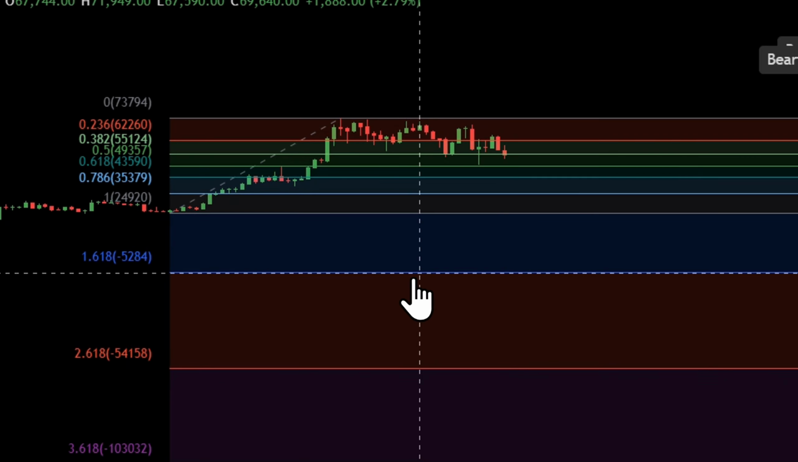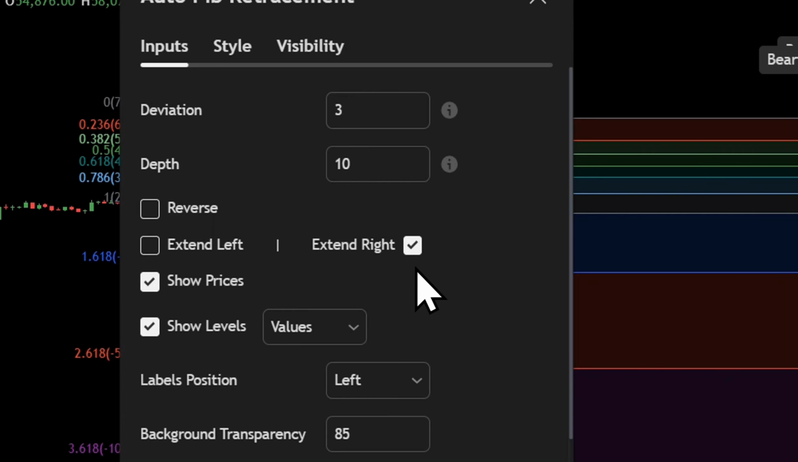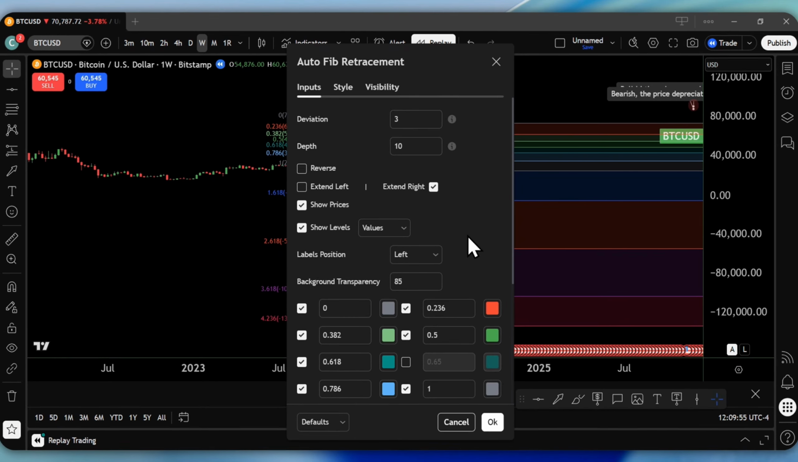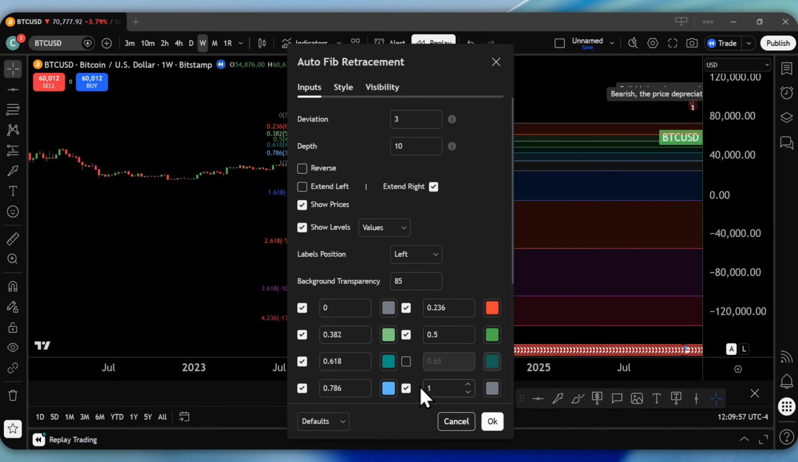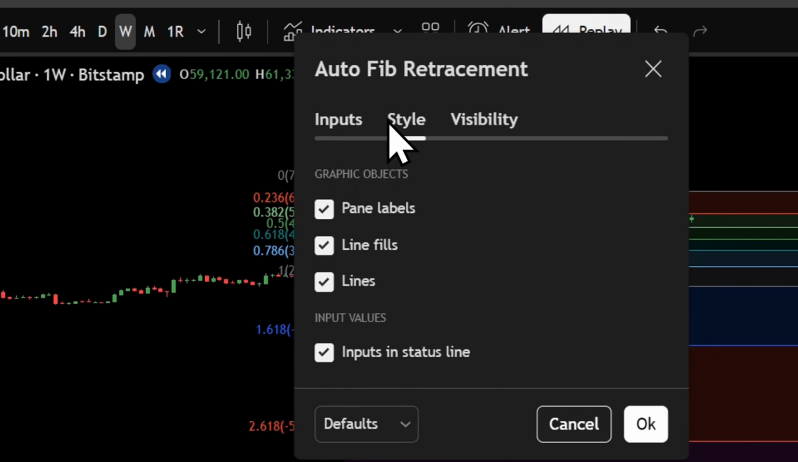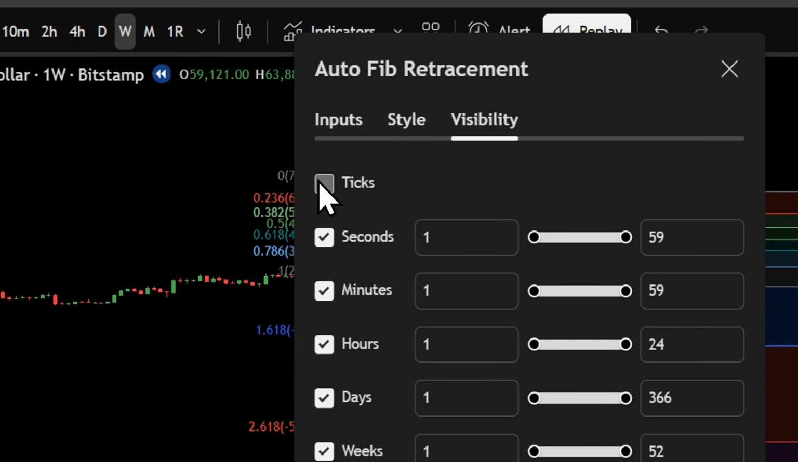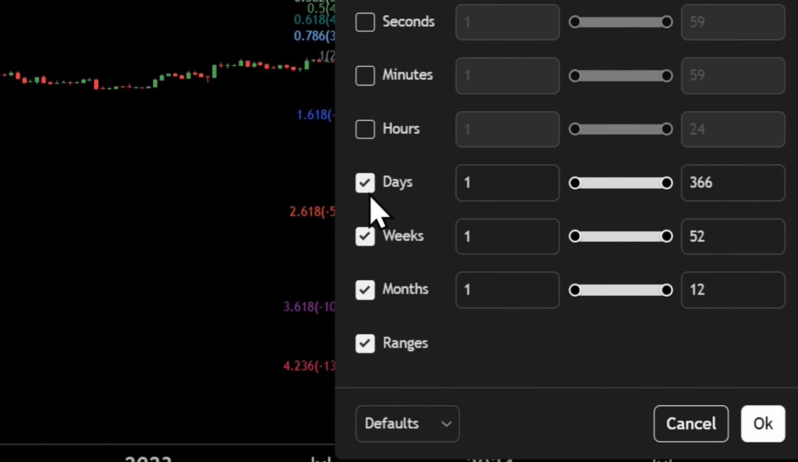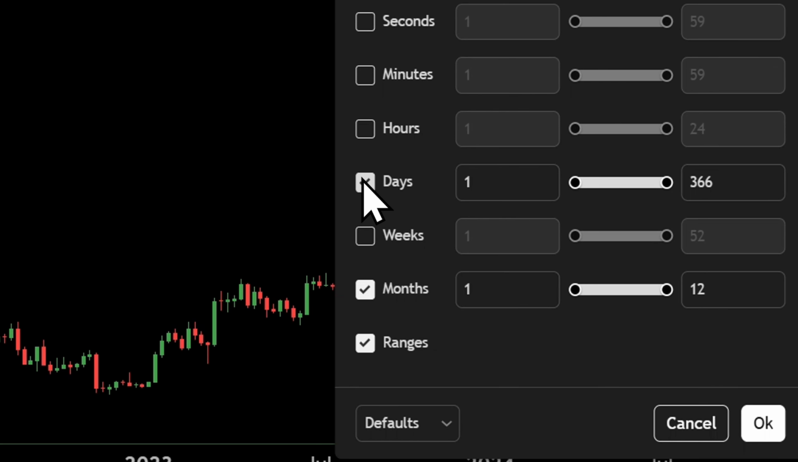Next, decide whether you want the levels extended across the chart. Some traders extend them to the right to project future support and resistance zones. Others keep them shorter to reduce visual clutter. There isn't a right or wrong answer here. Use whichever style helps you read the chart more clearly.